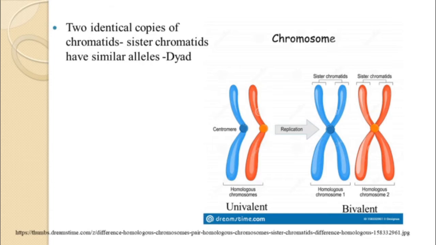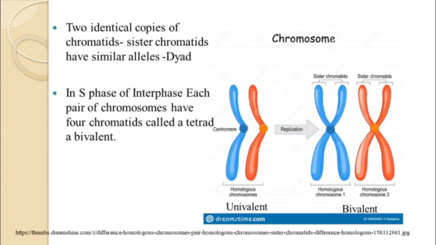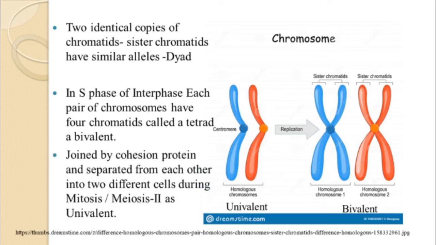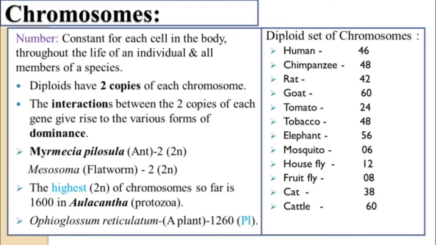The two identical copies of chromatids are known as sister chromatids, and they have similar alleles for a character. They are known as a dyad. In the S phase of interphase, each pair of chromosomes has 4 chromatids called a tetrad or a bivalent chromosome, as you can see here in the diagram. They are joined by a cohesin protein and separated from each other into 2 different cells during mitosis or meiosis II as univalent chromosomes.